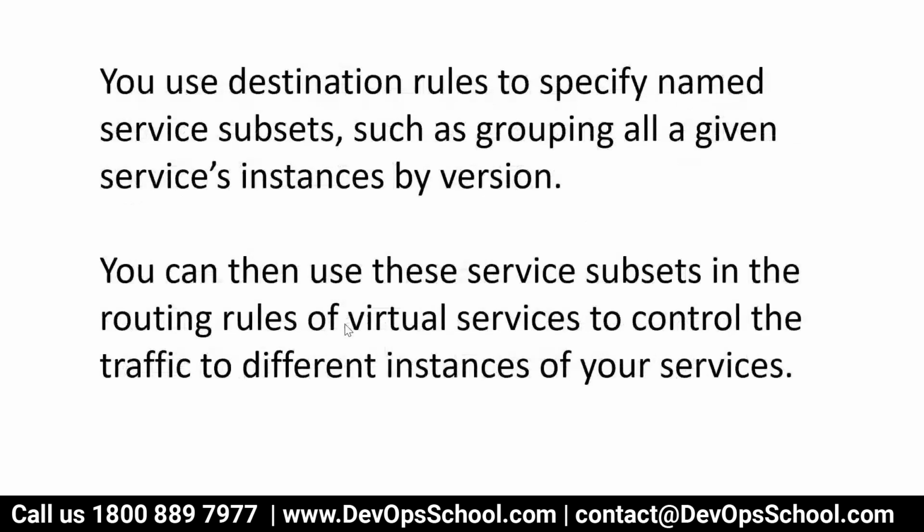You can use destination rules to specify named service subsets, grouping all instances of a given service by version. Version 1, version 2, version 3, like that, same service. You can then use this service subset in the routing rules of a virtual service to control the traffic to different instances of your services.